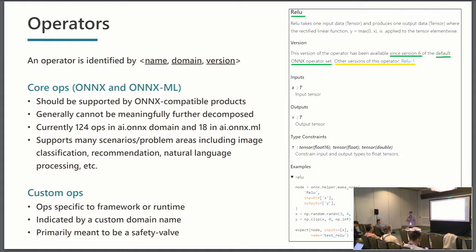An operator is identified by the name, domain, and version. For ops, we have 2 kinds of ops. One is called core ops, the other is called custom ops. The core ops should be supported by ONNX compatible products. They generally cannot be meaningfully further decomposed. Currently, we support 124 ops in the ai.onnx domain, and another 18 in the ai.onnx.ml domain.